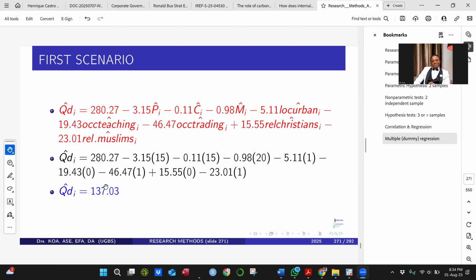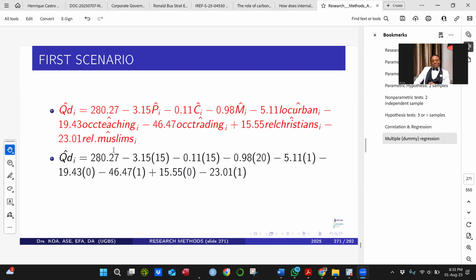So 136, 137, there will always be a difference, and the examiner will always give an approximation value. So you will normally have something like 138, between 135 and 138. So anybody within that range, the person did the calculation well. And that is the answer. And this is the quantity demanded for the first scenario.